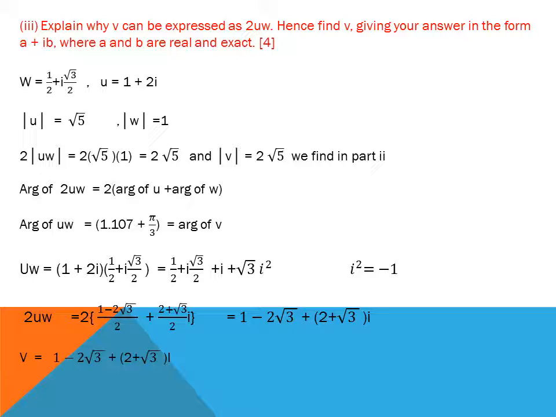I separate real and imaginary part. Then multiplied by 2, it will become 1 minus 2 under root 3 real part and plus 2 plus under root 3 iota imaginary part. So final answer of V complex number is 1 minus 2 under root 3 plus 2 under root 3 iota.